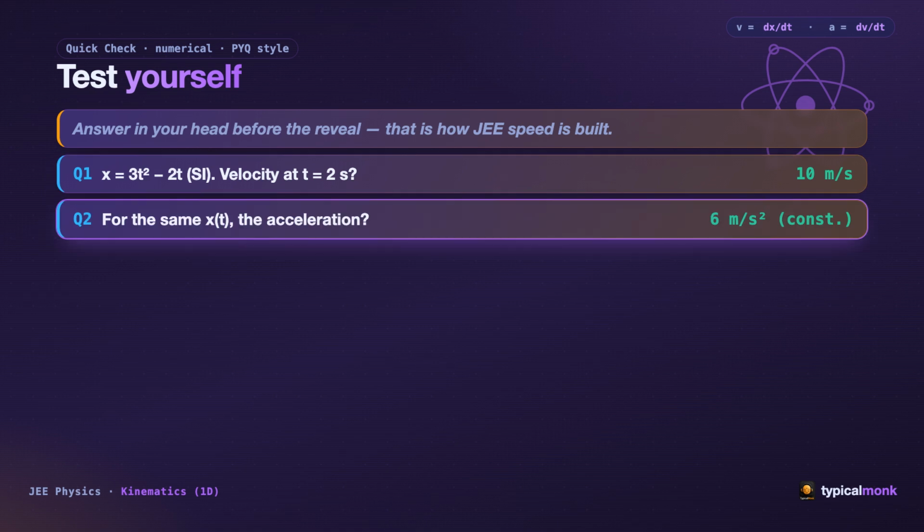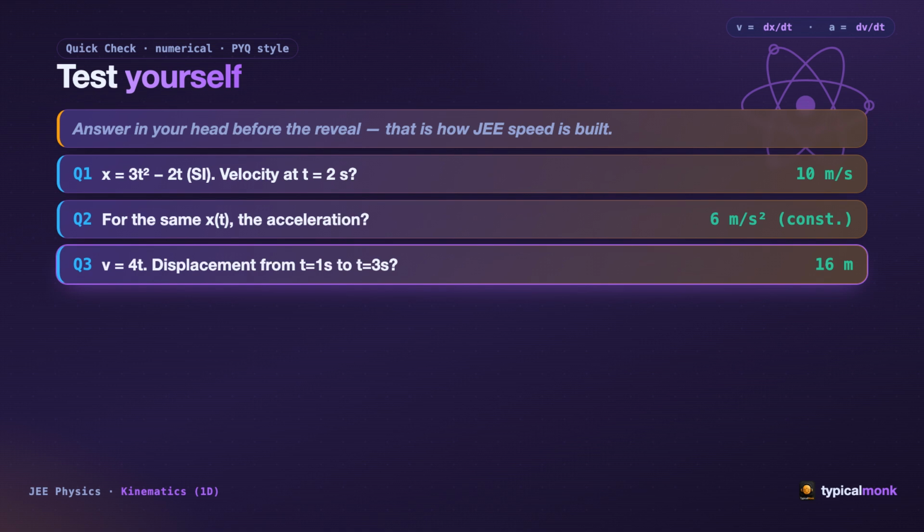Question 2. For that same x of t, what is the acceleration? Differentiate the velocity once more, a flat 6 meters per second squared, since velocity was a straight line in time. Question 3. A particle has velocity v equals 4t. What is its displacement between t equals 1 second and t equals 3 seconds? Integrate v, 2t squared, evaluated from 1 to 3, gives 18 minus 2, that is 16 meters.